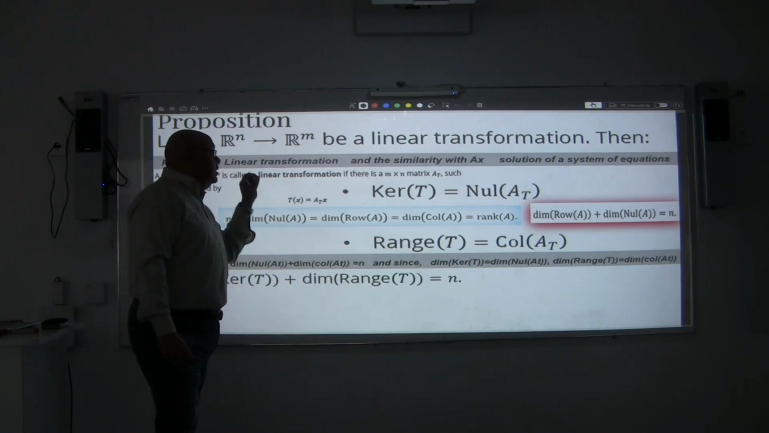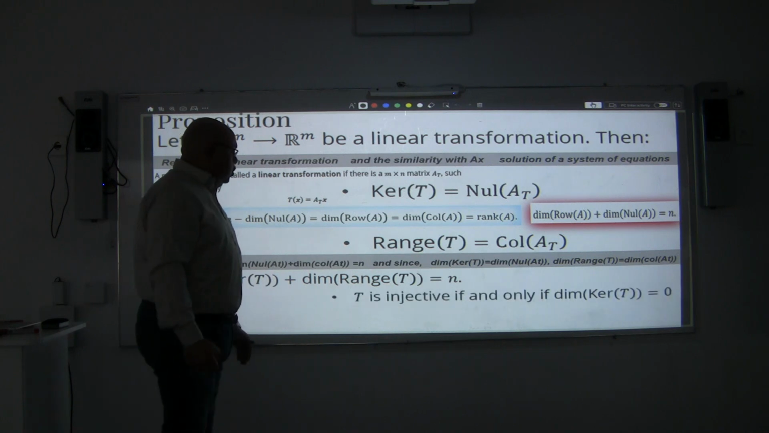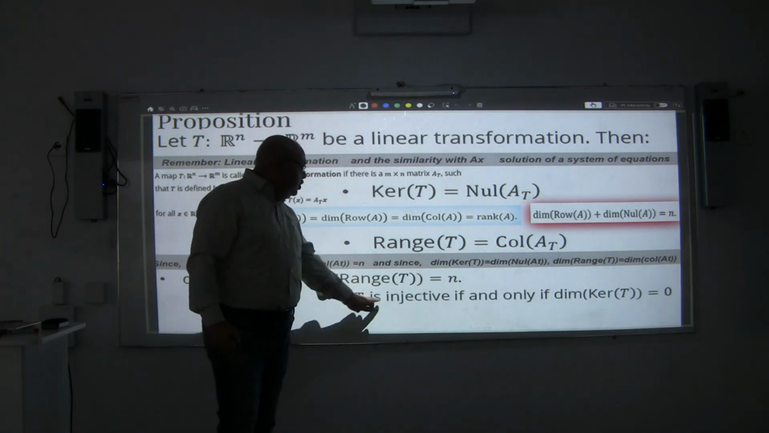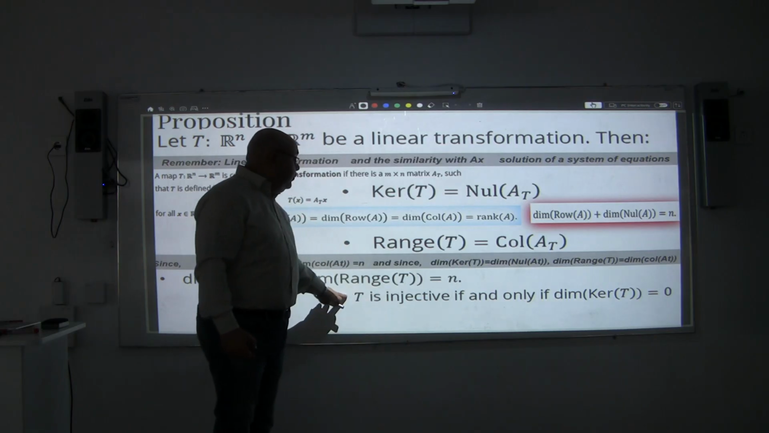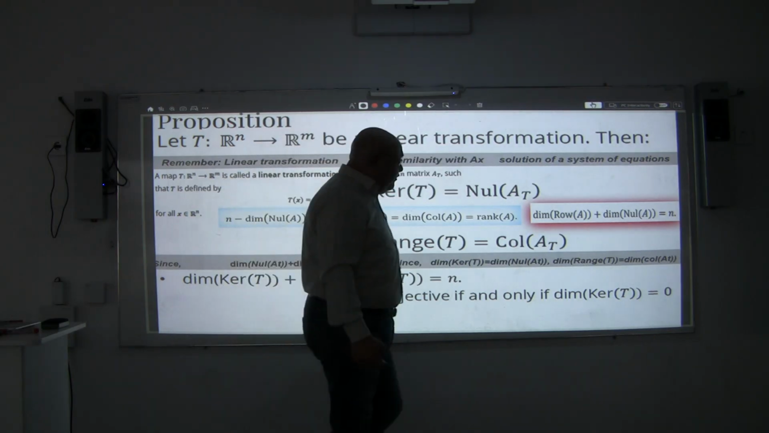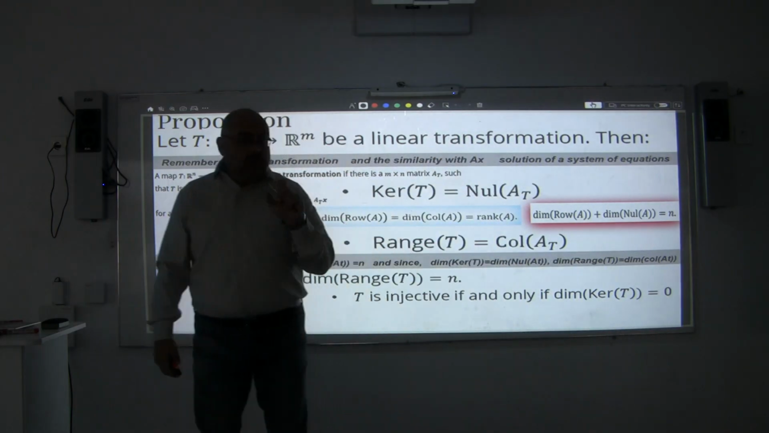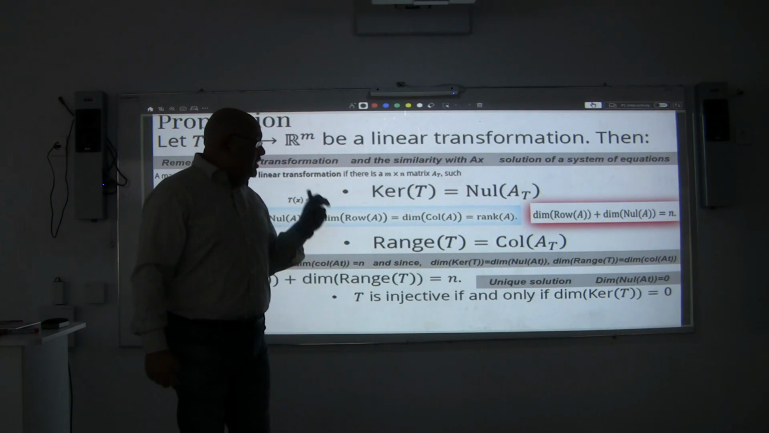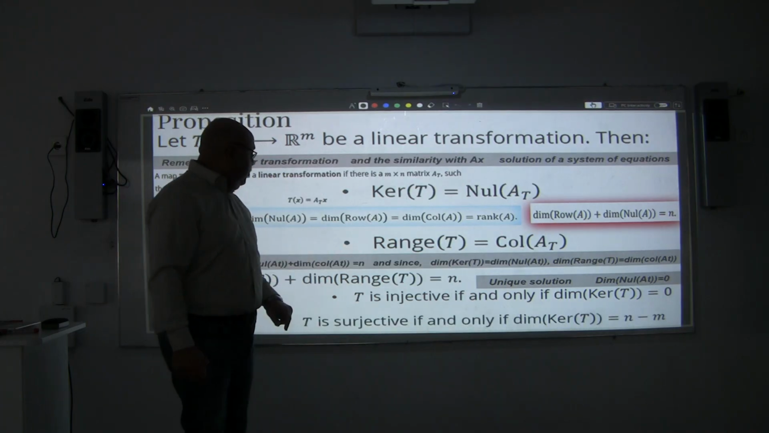And which part is equal to which part, or which space is equal to which space, is really very important. Also, from this, the terminology of injectiveness is really very easy. A linear transform is going to be injective if the dimension of the kernel of T is equal to 0, which means it has only the 0 vector. That's the unique solution, or uniqueness. So the dimension of null of A is equal to 0.